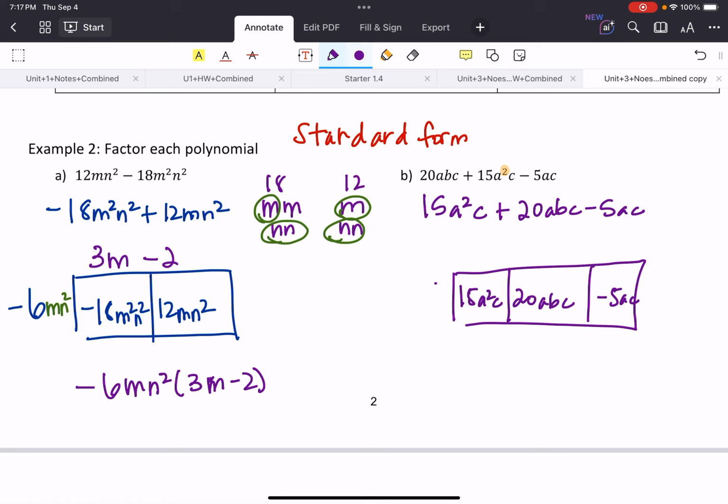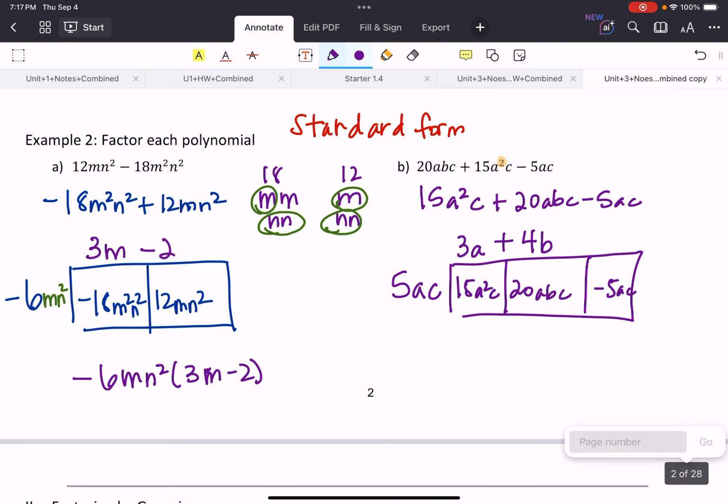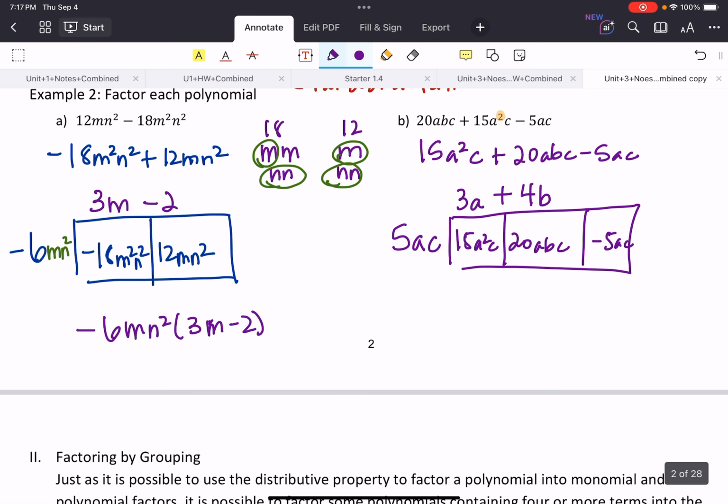My greatest common factor, I look at the numbers first. 15, 20, and 5 is 5. My first term is positive. All the terms don't have a b, so I'm not going to take out any b's, but all the terms do have one a and one c at least. So then 15 divided by 5 is 3. A squared divided by a is a, and c divided by c is 1, so I'm done with that term. 20 divided by 5 is 4. A divided by a is 1. The b is left. The c also is gone. Then we have negative 5ac divided by positive 5ac, which will leave us with negative 1.